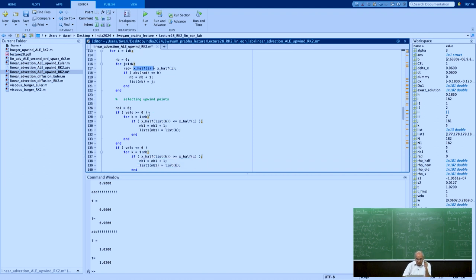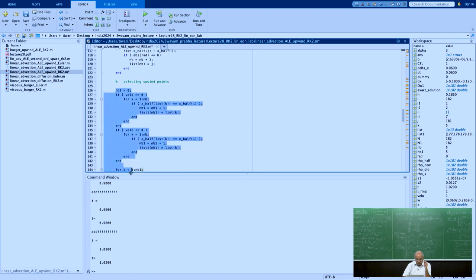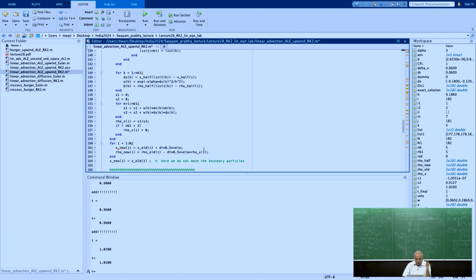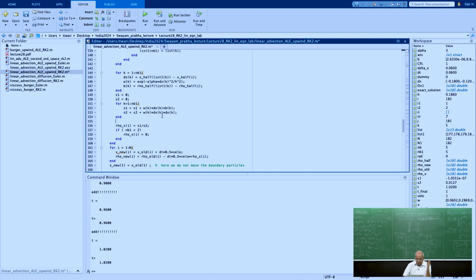And then I find the upwinding point here. Once I have the upwinding point, I just compute the derivative of rho half, and then I get my rho x, because we can replace the old rho x by now the rho half.